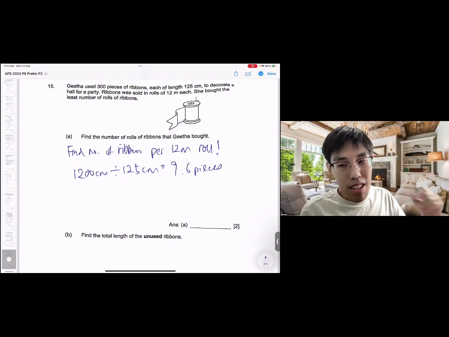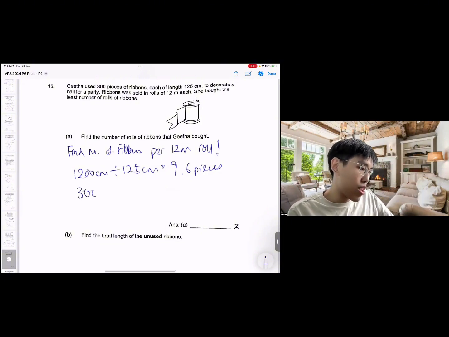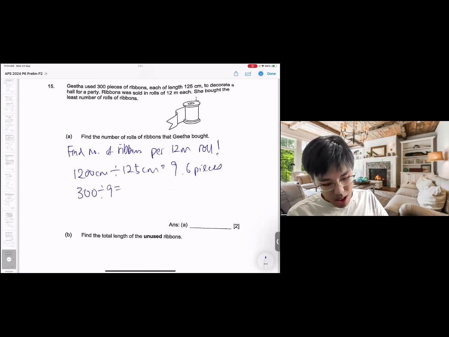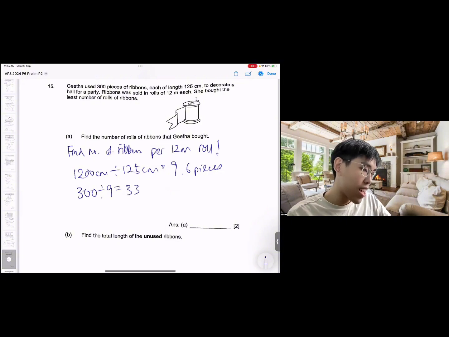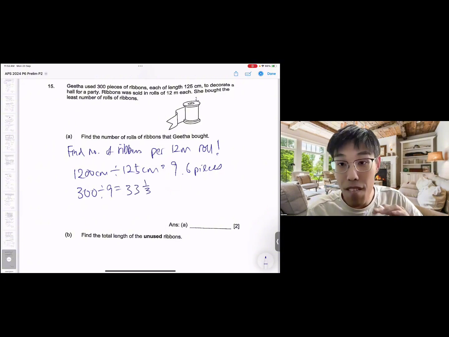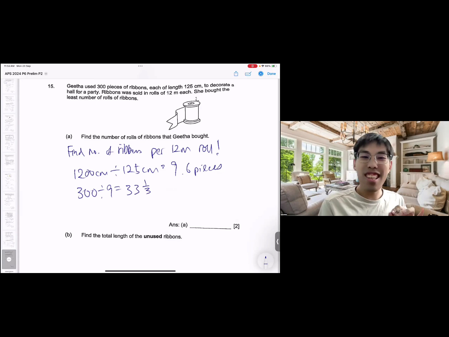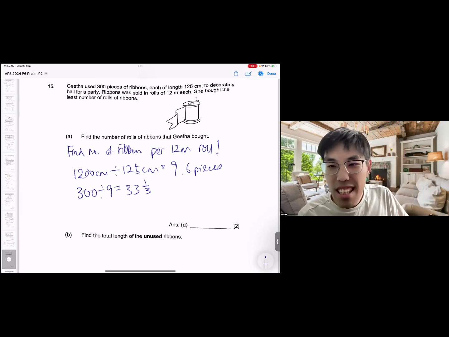Okay, so you need 300 pieces. How many rows do you need? So it's 300 divided by 9. You get 33 and 1/3. Then people are confused again. Huh? 33 and 1/3. What is this?